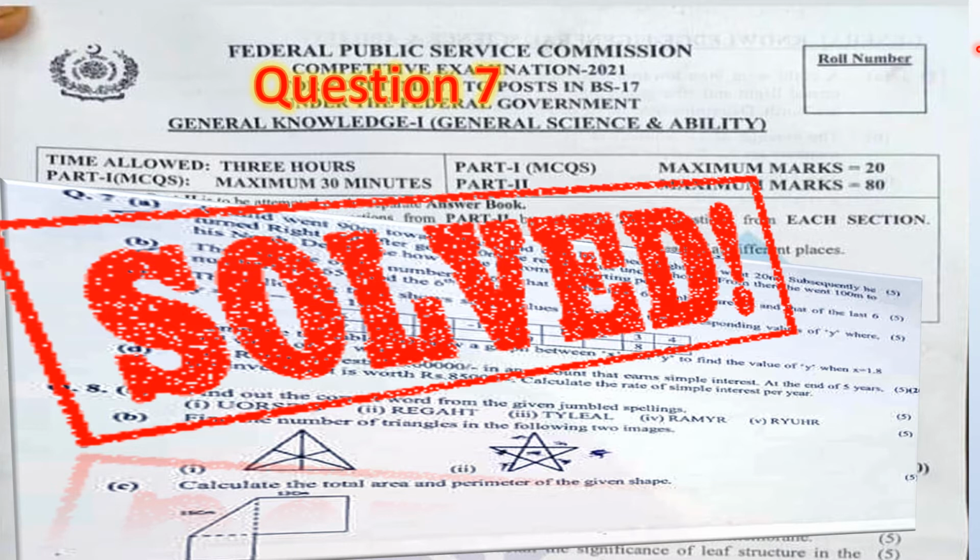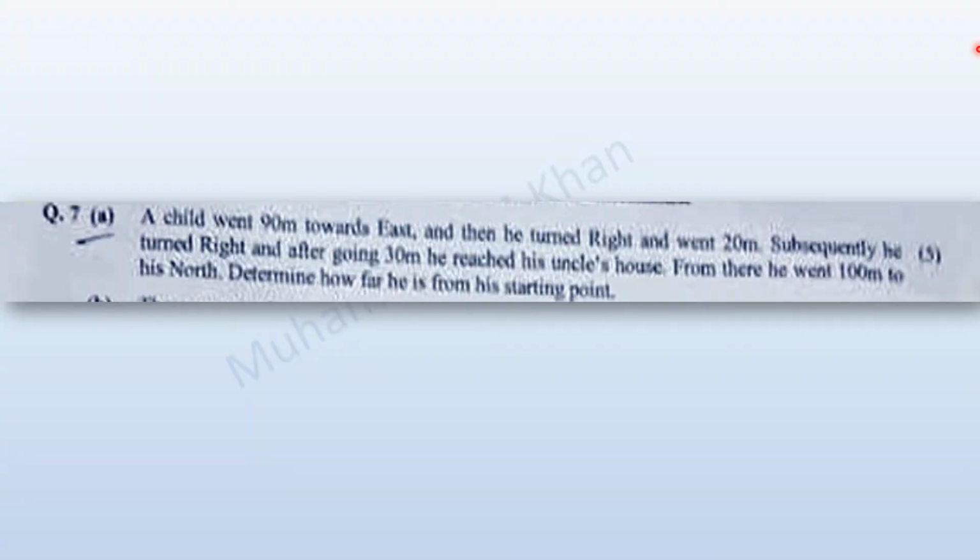This is the second video of CSS solutions to the maths portion of the General Science and Ability paper 2021. In this video, the solution to question 7 will be presented. Let me start with part A of question 7.